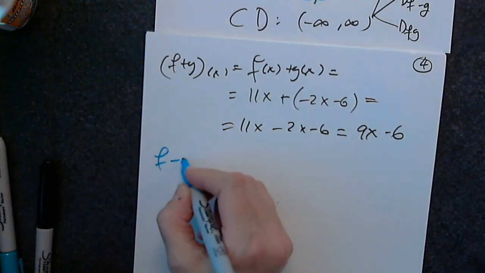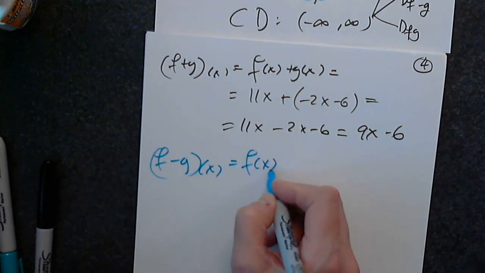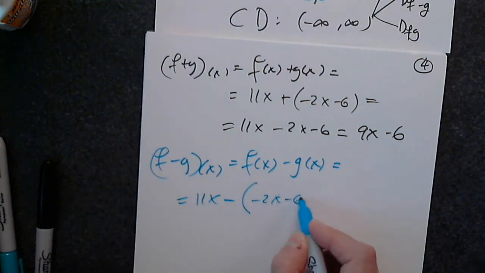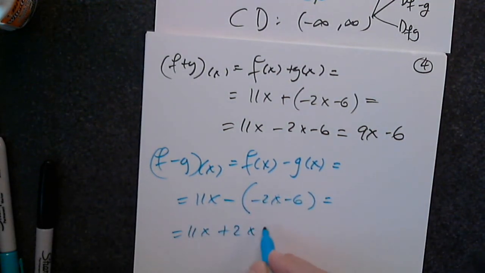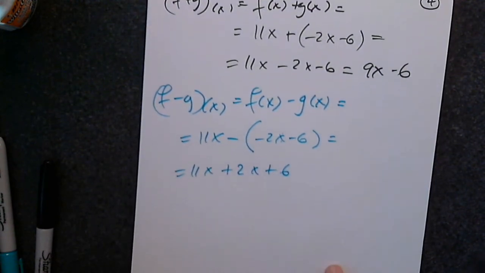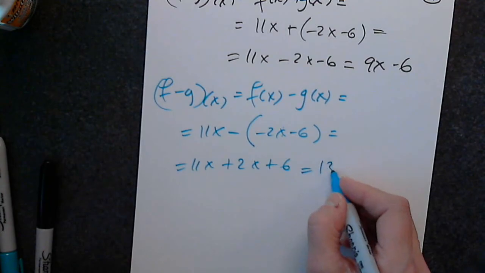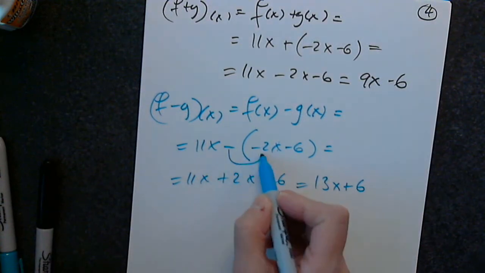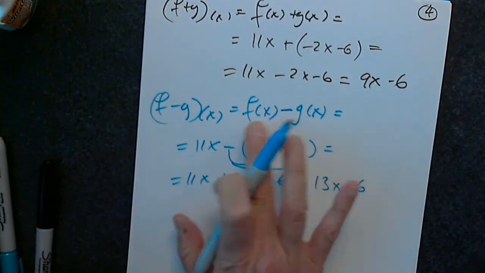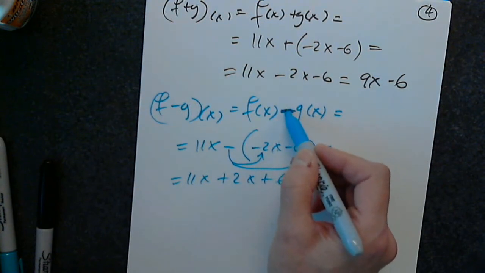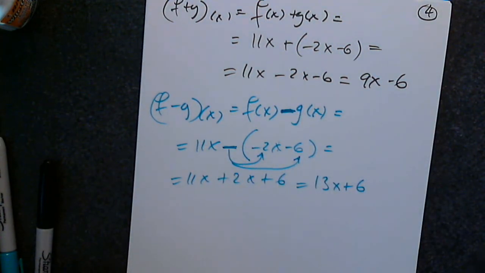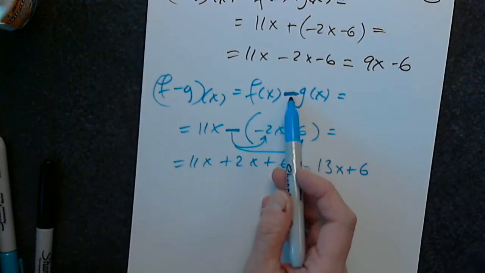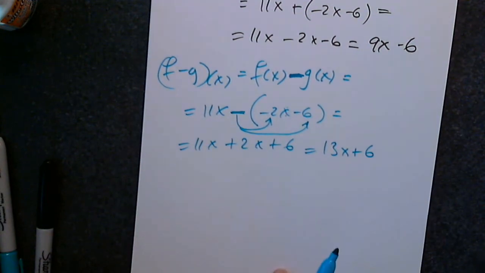In the same way I find the difference. I copy f of x minus g of x. I copy f of x as 11x minus, in parentheses, negative 2x minus 6, and I just perform the operations, changing the signs. So this is 13x plus 6. You have to change the sign, because I distribute, I have no choice. I'm asked to subtract. That's why I wrote this first, so I can see the subtraction symbol, and then I have no choice. Here, distributing positive 1 will not change the signs, but here distributing negative 1 will change all the signs to the opposite. Is that okay?